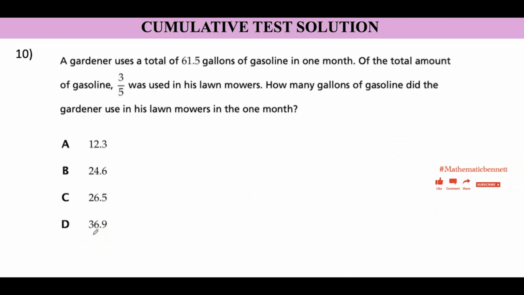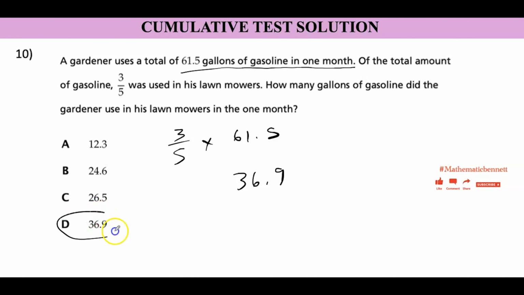A gardener uses a total of 61.5 gallons of gasoline in 1 month. Of that total amount of gasoline, 3/5 was used in his lawnmower. How many gallons of gasoline did the gardener use in his lawnmower for that 1 month? So we just need to find 3/5 of 61.5, which gives me 36.9. So the answer is D.